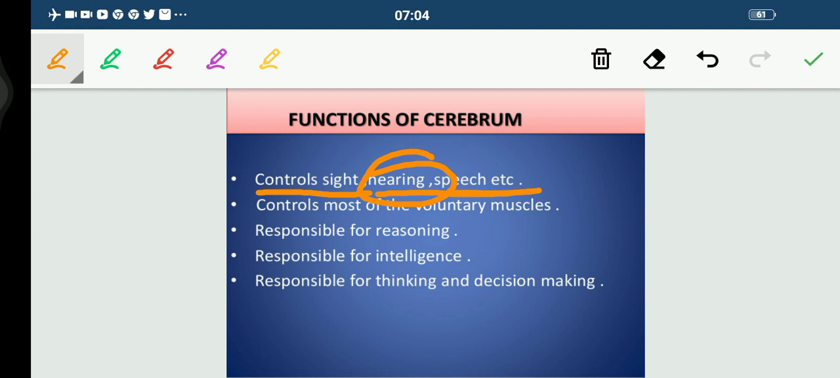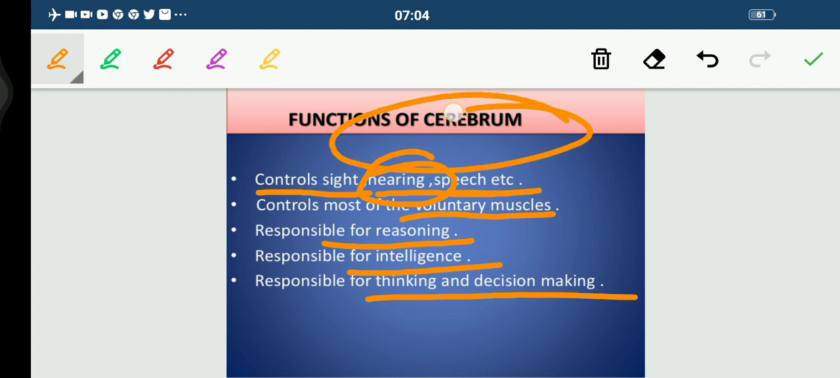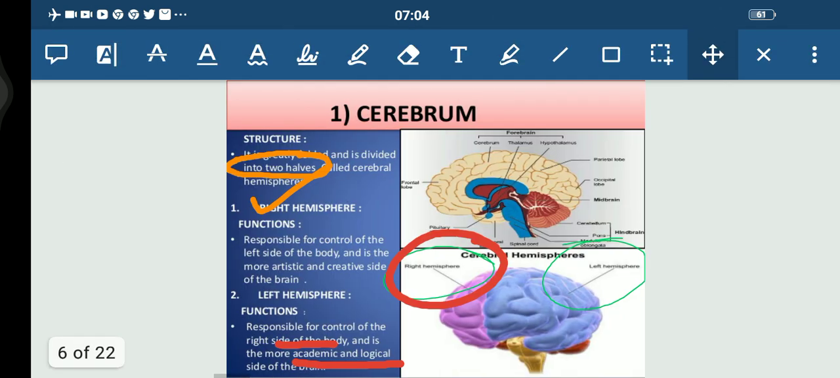Now, here you should know what exactly the voluntary muscles are, and I think you better know it. Voluntary muscles are those that we can control by our will. Next, it is responsible for reasoning, intelligence, thinking and decision making. So these are the functions that are performed by the cerebrum. And remember one thing, students, talking about the cerebrum, it has some lobes that I've shown you here. I would like to show you once again.